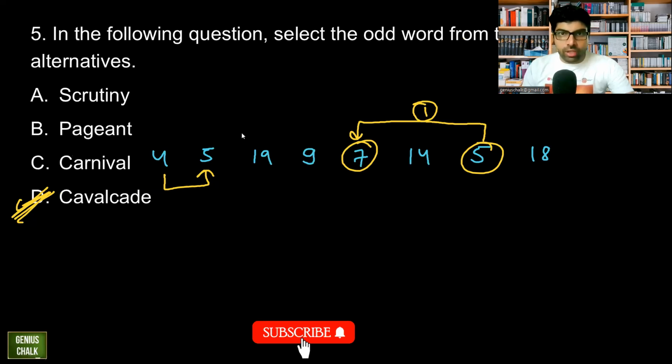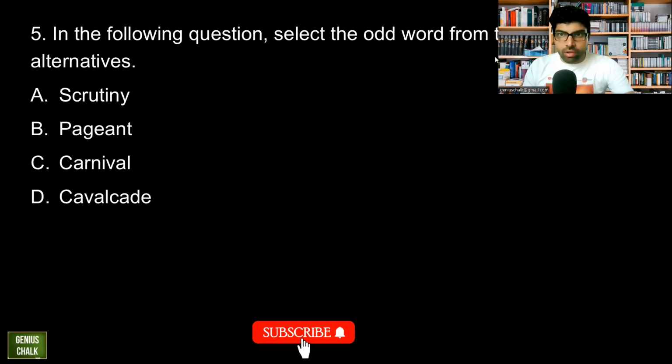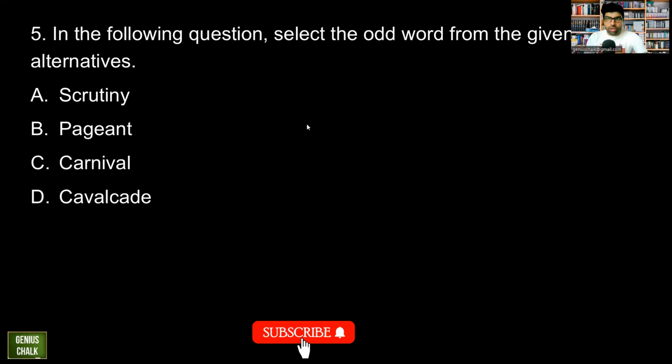Next one, in the following question, select the odd one from the given alternatives. So you see Pageant, Carnival, these are all positive. The scrutiny is the one which means some investigation, right? It's a negative word. So this is my odd one out. Rest are all positive words, right? You can check out their meaning. So just by the sense, you can take your answer.